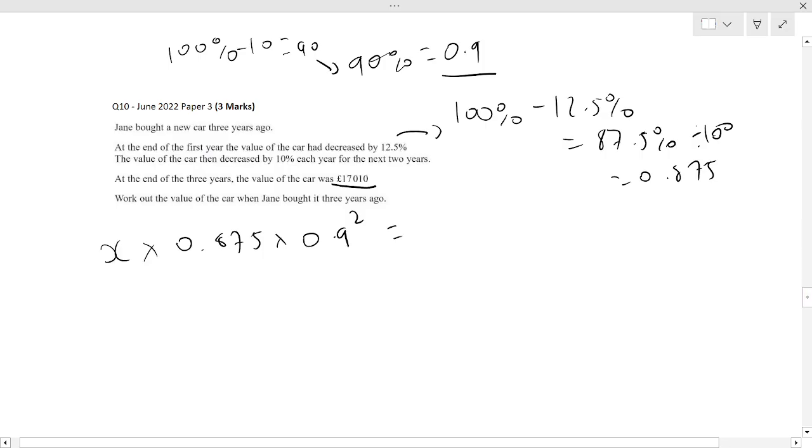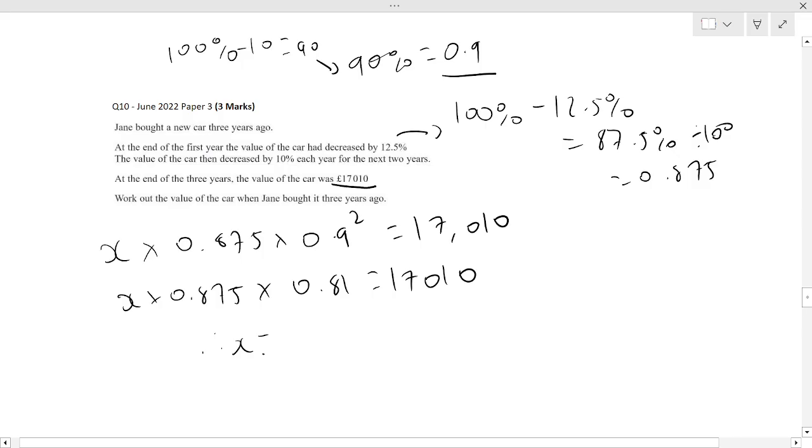So we could equate this to 17,010. Well, now we can just solve for x, can't we? So firstly, we'll say x times 0.875, I'm going to simplify this a little bit, times 0.81 is 17010. Therefore, x then is going to be 17010 over 0.875 times by 0.81.